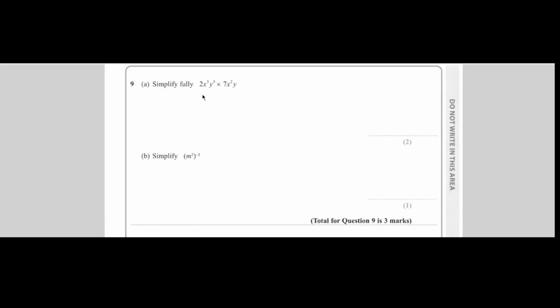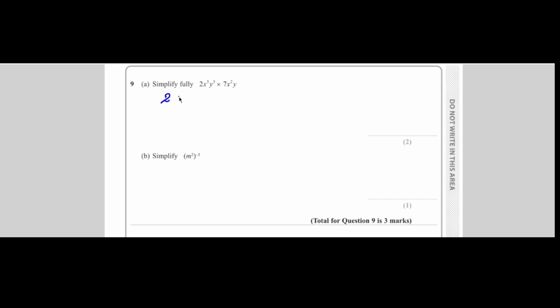Question 9. Simplify fully. 2x cubed y to the power of 5 multiplied by 7x squared y. How do we do this one? How do we simplify fully? The very first step when we are getting indices questions, especially simplifying fully, is to write the numbers close together first. I'm going to write them close together because this is multiplication. When it is addition or subtraction, you can't write them close together. If it is multiplication or division, yes, you can.